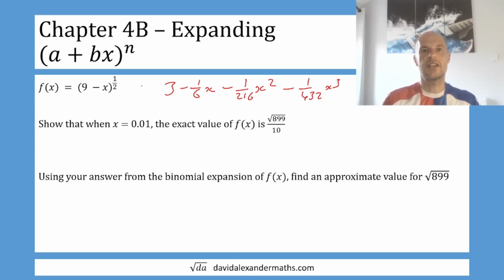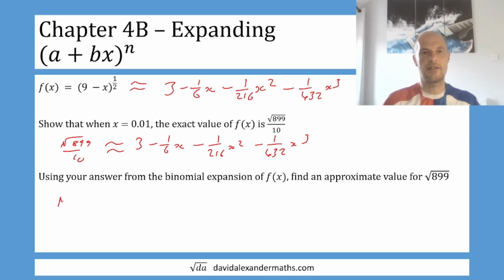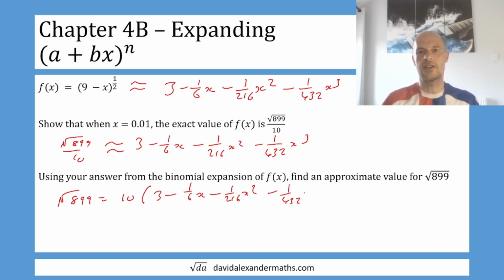So therefore, if these two things are approximately the same, and the exact value of 9 minus x to the 1/2 is root 899 over 10, then what we can say is that root 899 over 10 is approximately the same as 3 minus 1/6 x minus 1 over 216 x squared minus 1 over 432 x cubed. So if I want to find an approximation for root 899, then root 899 is going to be 10 times 3 minus 1/6 x minus 1 over 216 x squared minus 1 over 432 x cubed.